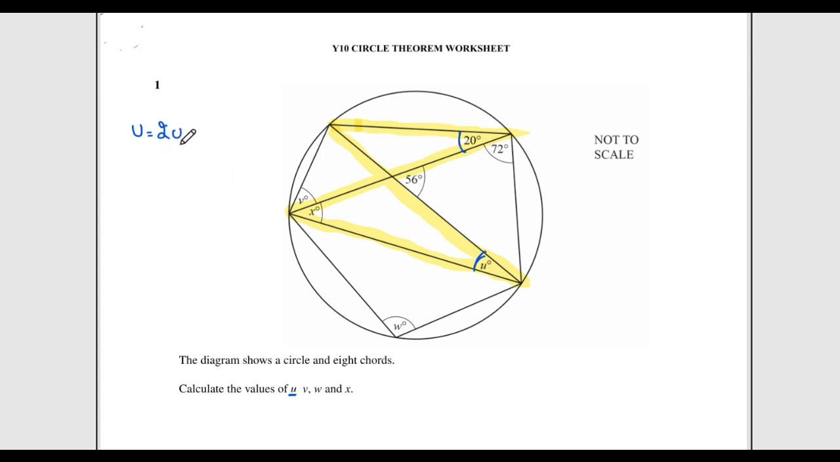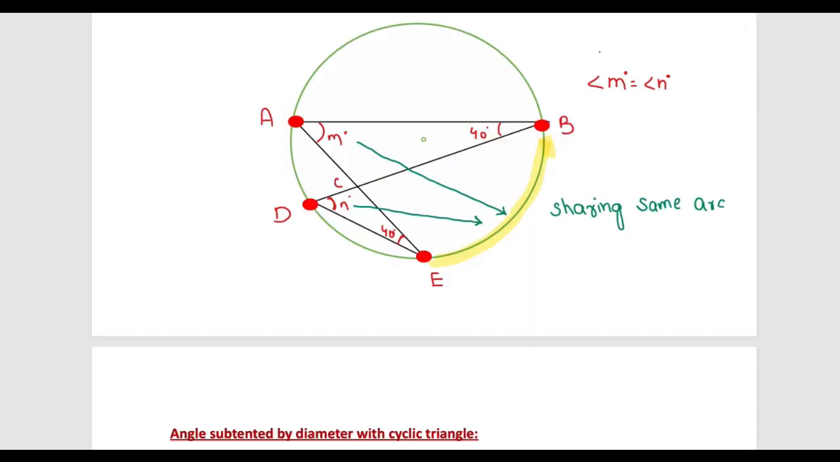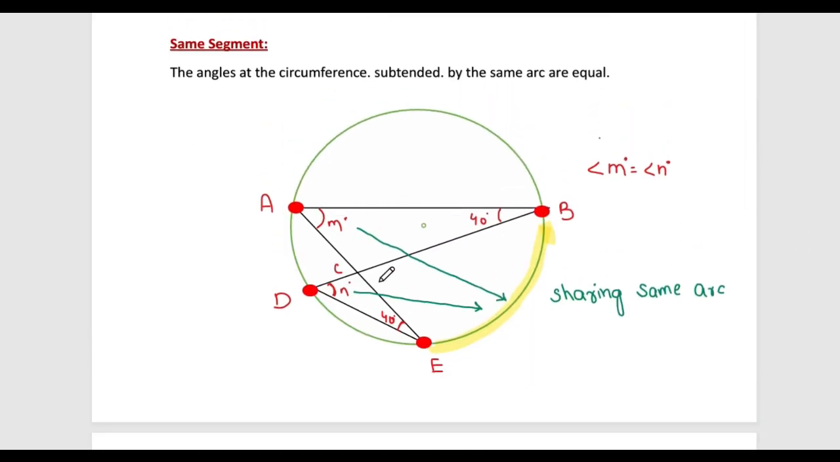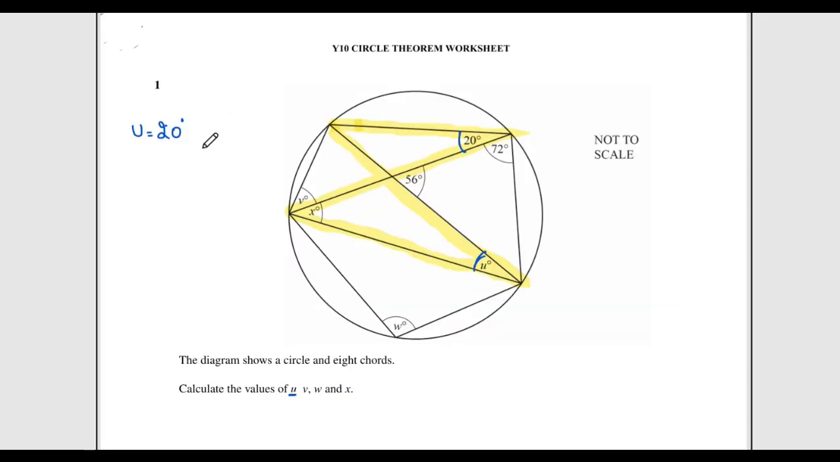If you want to revise it, let me show you this property again. There is a crisscross pattern, and the angles which are next to each other like this would be sharing the same segment and they would be equal. So this would also be equal to 20 because they are sharing the same segment. That means they are subtended by the same arc. Okay, so this is 20 and the reason is same segment.